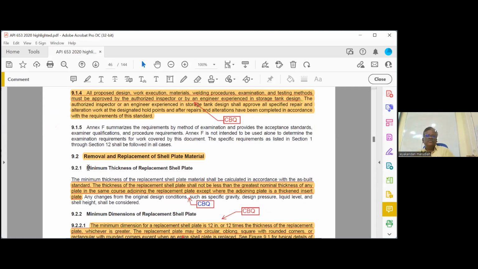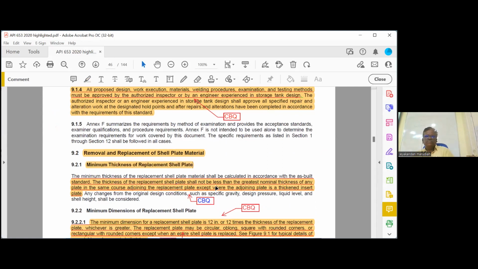Minimum thickness of replacement shell plate, removal and replacement. The thickness of the replacement shell plate shall not be less than the greatest nominal thickness of any plate in the same course adjoining it. Generally, what thickness do you have to use? The adjoining course plate, the same plate thickness. Which course are you replacing?